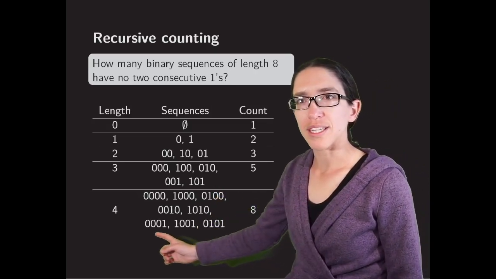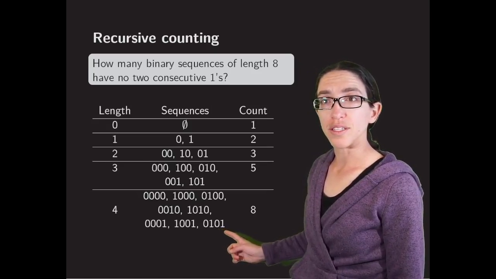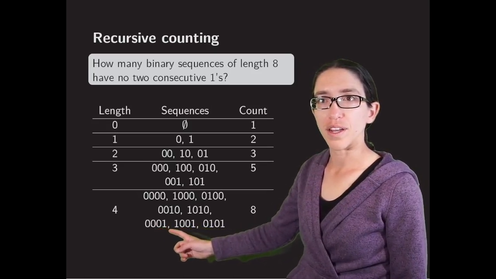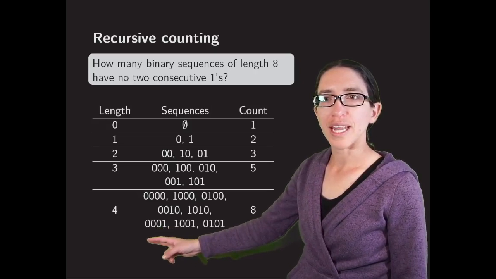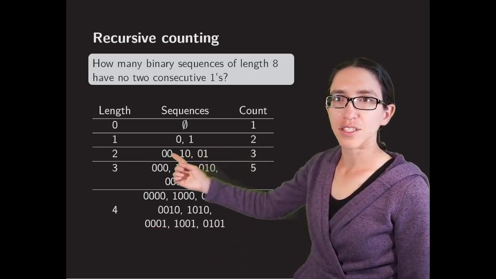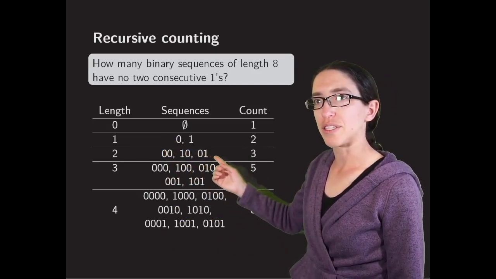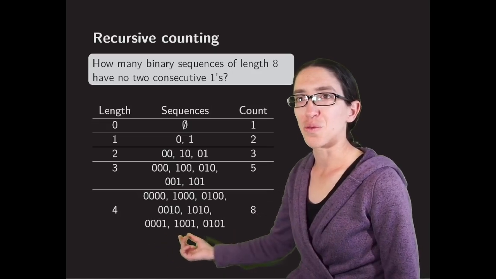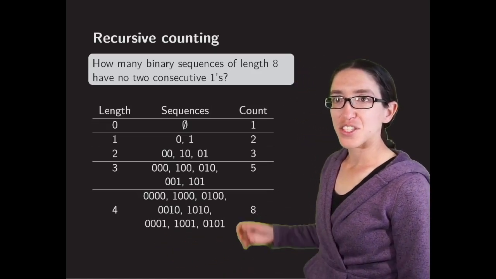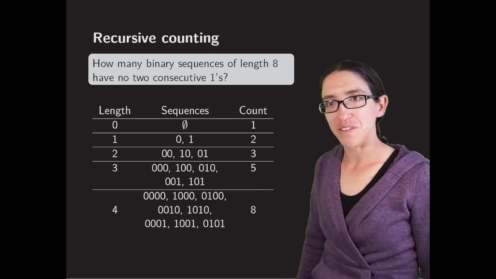But what about the ones that end in 1? Well, the thing about the ones that end in 1 is they can't end in two 1s, so they have to end in 0, 1. But then once they end in 0, 1, now you have any sequence of length 2 that you want that satisfies the conditions. So the next 3 down here are formed by taking the 3 sequences of length 2 and adding 0, 1 on the end of them. And so indeed, we have 5 plus 3 possibilities for a total of 8 for 4.